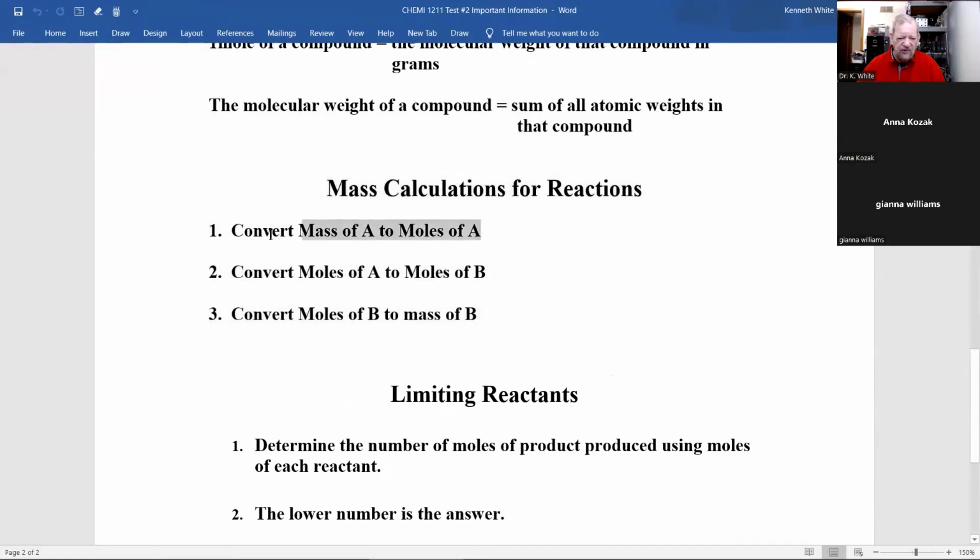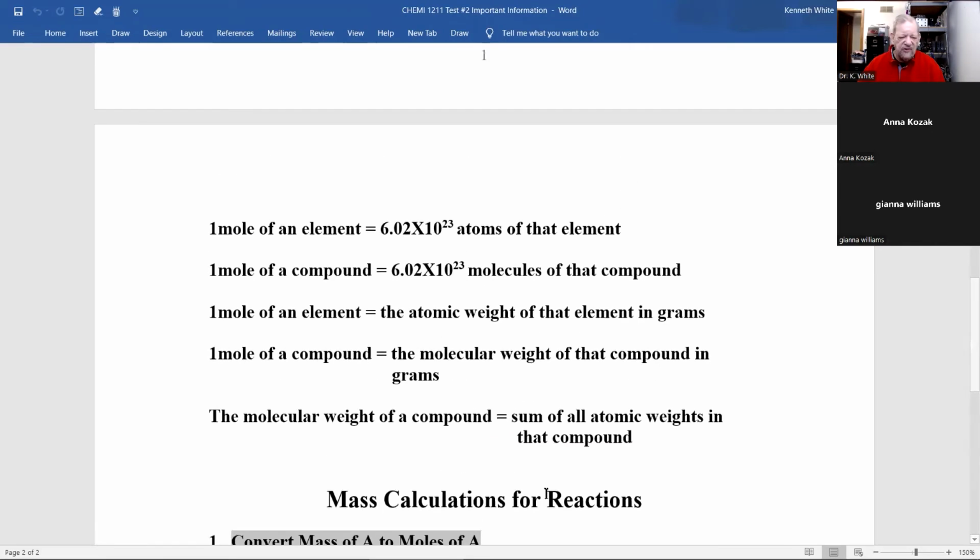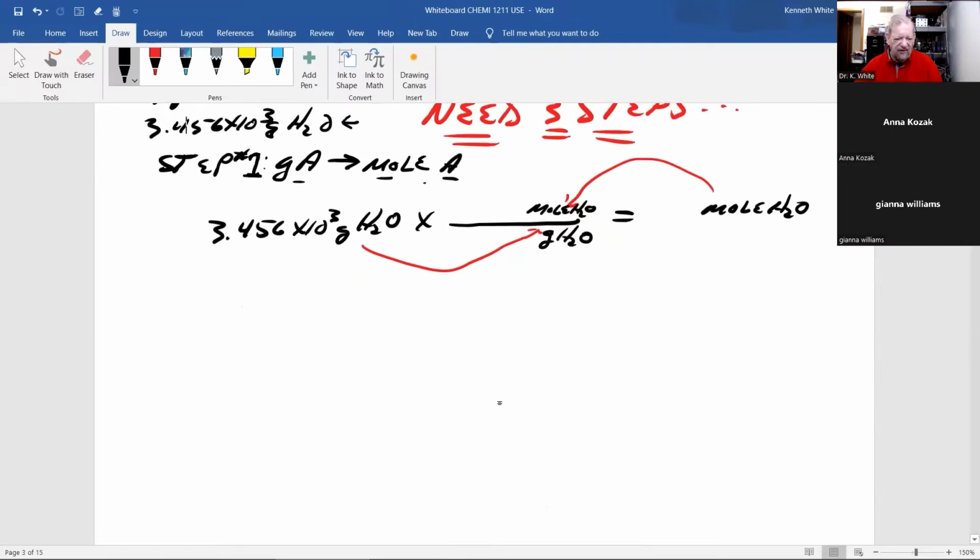Right now, we're doing step 1. And what's the relationship between moles of a compound and grams of a compound? 1 mole of a compound equals the molecular weight of that compound in grams, and the molecular weight is the sum of all atomic weights. Stuff we just practiced, which is why I had you practice it. So for water, we've already done that. I'll do it real quick.